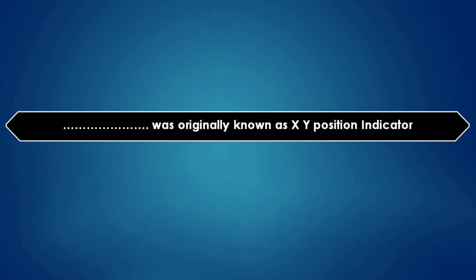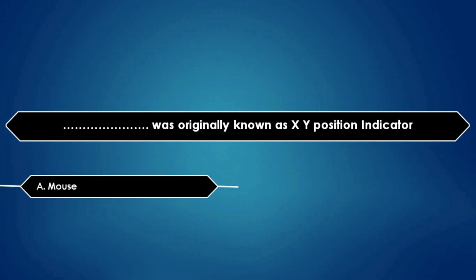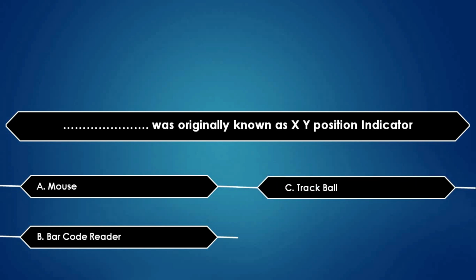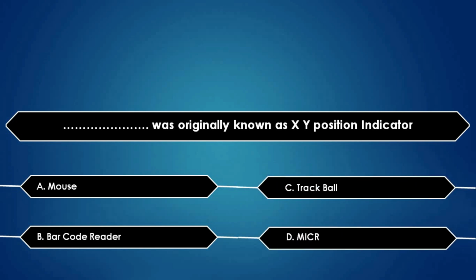Dash was originally known as XY position indicator. A. Mouse, B. Barcode reader, C. Trackball, D. MICR. The right answer is mouse. So initially mouse was known as XY position indicator.